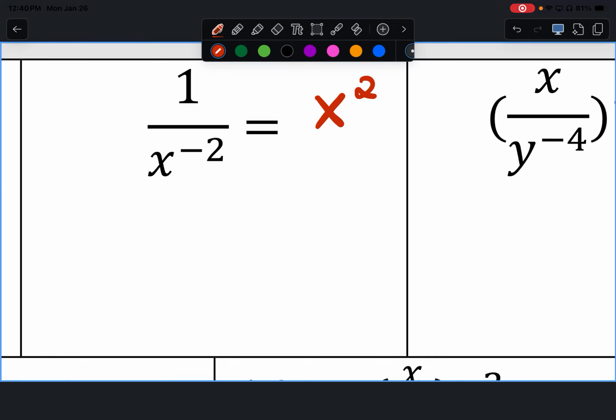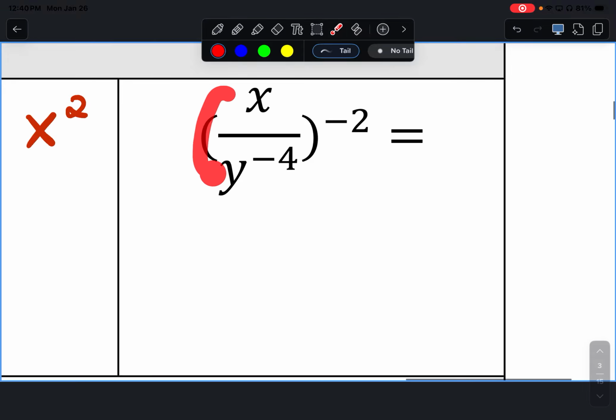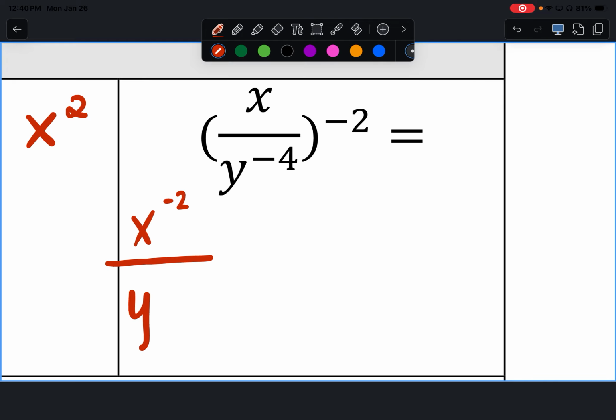All right, now, the third question. Everything here is being raised to what power? So I'm going to deal with that first. So we're going to get x to what power, divided by y to what power? What is negative 4 times negative 2? Negative 4 times negative 2. 8. Positive 8.